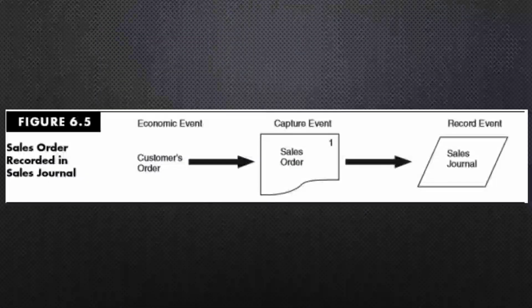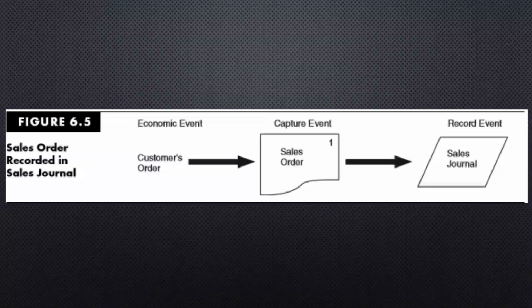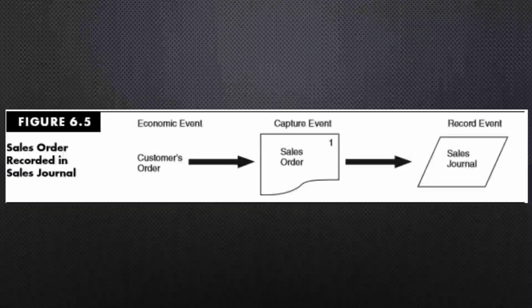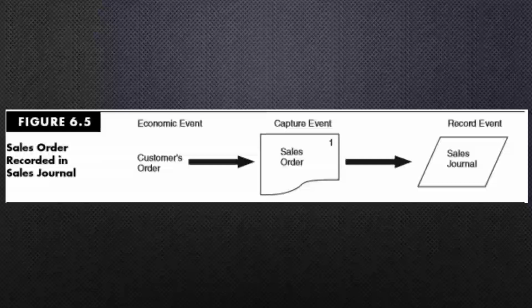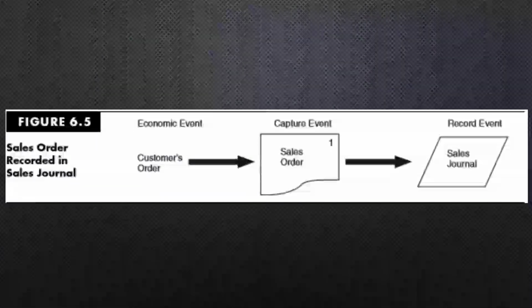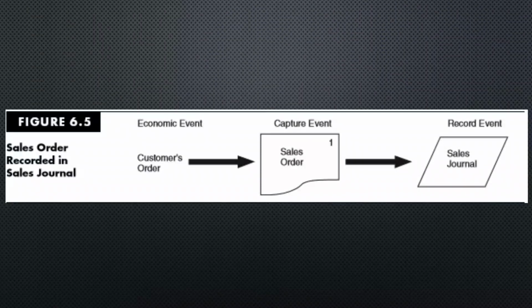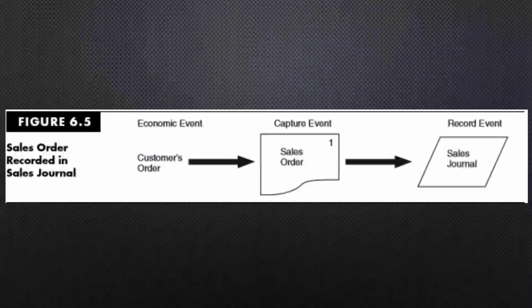So, figure 6.5, sales order recorded in sales journal. Dito sa figure 6.5, sales order is recorded sa sales journal. Dito makikita yung accounts affected at yung amount kung ano yung nasa debit and credit.